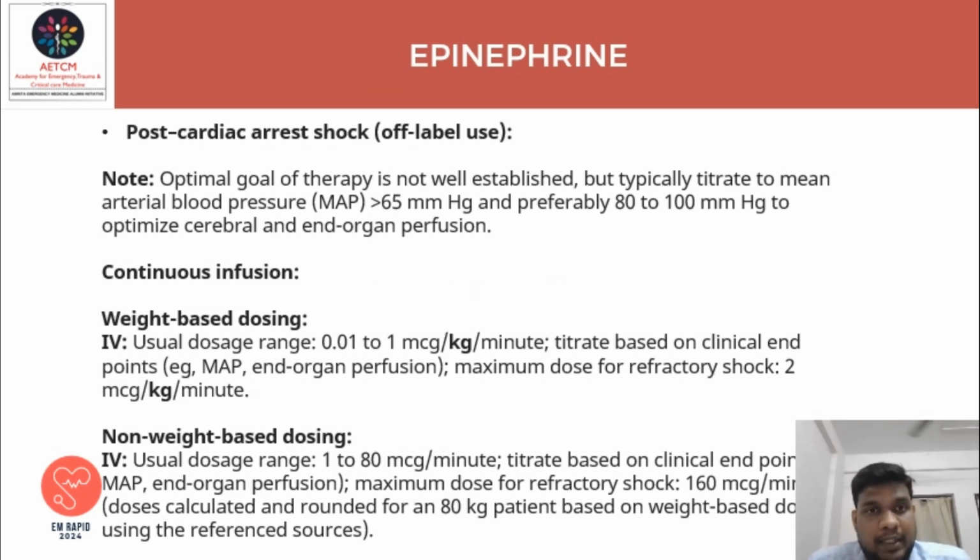Coming to post-cardiac arrest shock. The optimal goal of therapy is not well established, but typically titrate to a mean arterial blood pressure of more than 65 mm mercury. Coming to the dosage, in continuous infusion, the IV usual dosage range is from 0.01 to 1 microgram per kg per minute, titrated based on clinical endpoint. The maximum dose for refractory shock is 2 microgram per kg per minute.